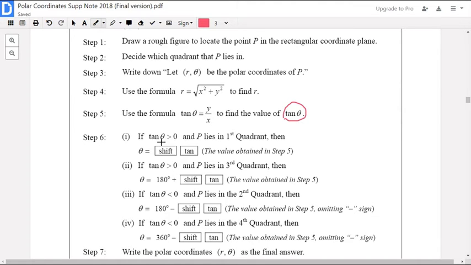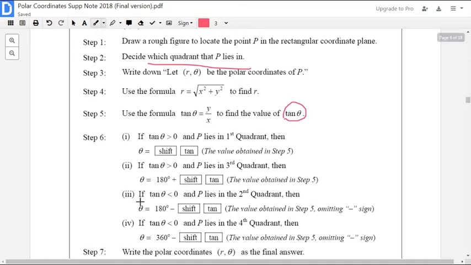Case 1: if tangent theta is greater than 0 and P lies in the first quadrant from the figure in step 2, then you can press shift tangent in your calculator for the value y over x obtained in step 5. Then theta will be this angle. Second case: if tangent theta is positive and P lies in the third quadrant, press shift tangent and then add 180 degrees to the answer shown in the calculator. Then you will get theta.